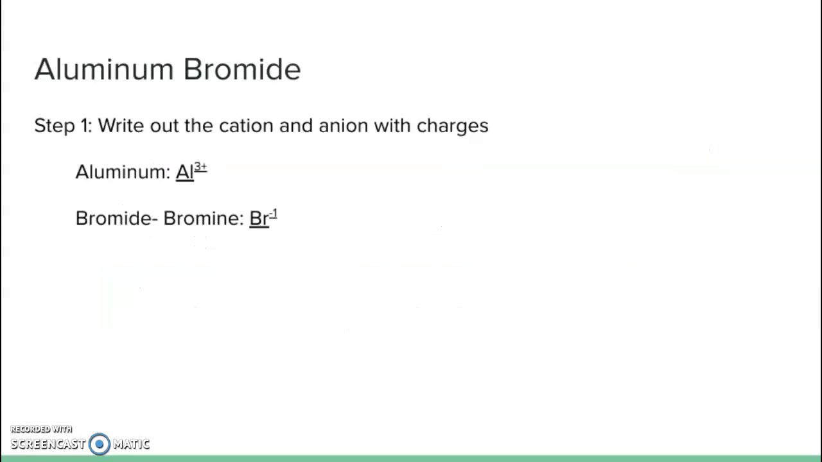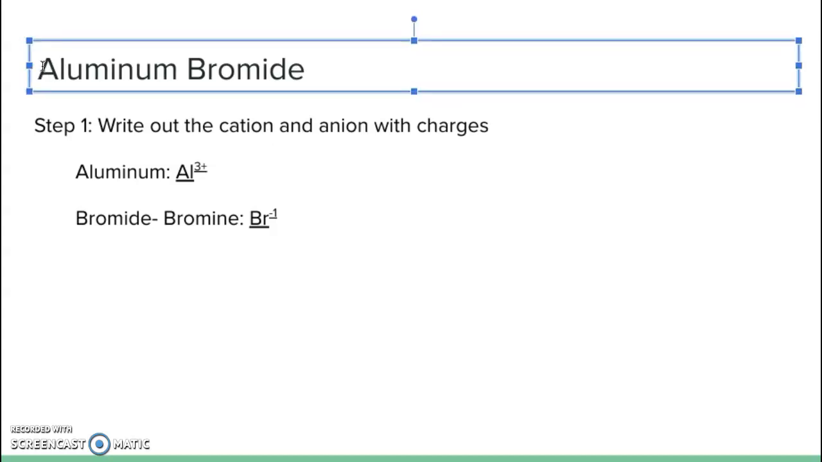So let's look at an example. Step 1 says to write out my cation and my anion with charges. So if I have aluminum bromide, my cation is always going to be the first element, aluminum. From talking about it yesterday, I know aluminum has 3 valence electrons. So I want to get rid of those 3 electrons, and I'm going to have a 3+ charge.